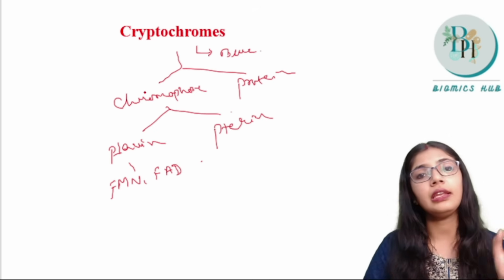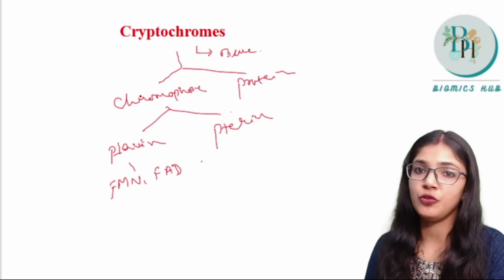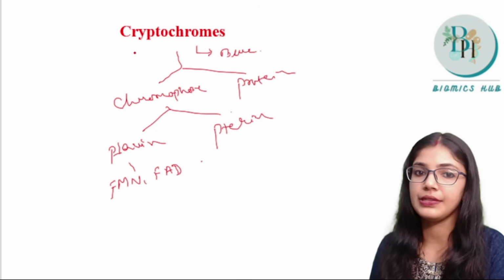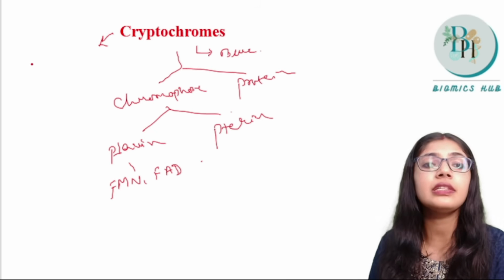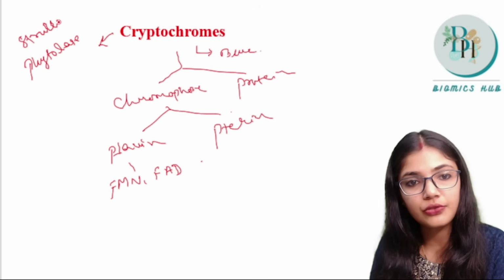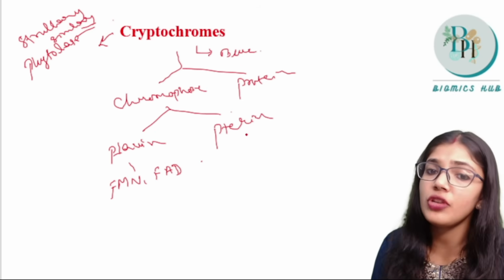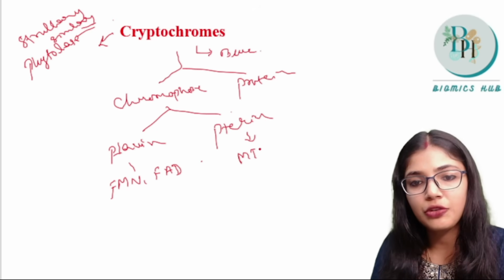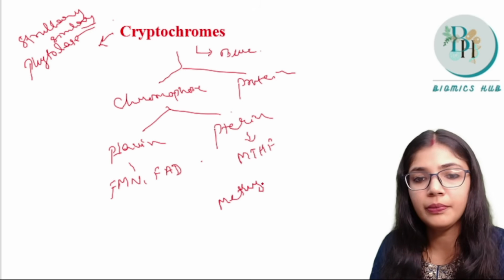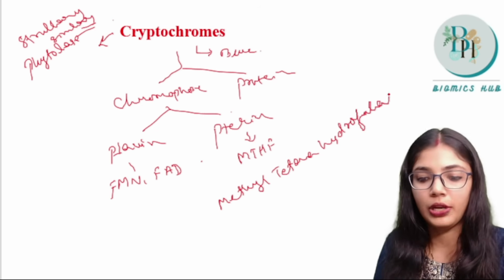In molecular biology, you have already learned about the enzyme photolyase, which is responsible for the DNA repair mechanism. This cryptochrome is structurally similar to the photolyase enzyme. And the pterin molecule has a domain known as MTHF. What is the full form of MTHF? It is methyl tetrahydrofolate.